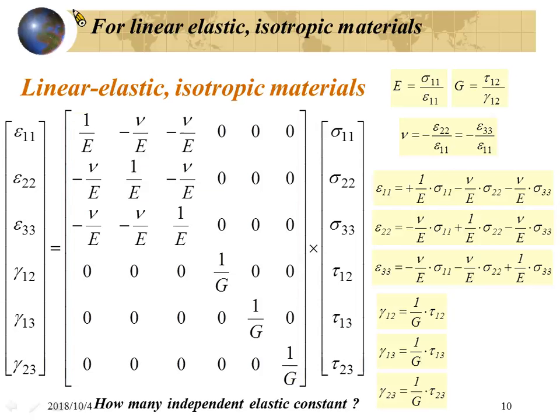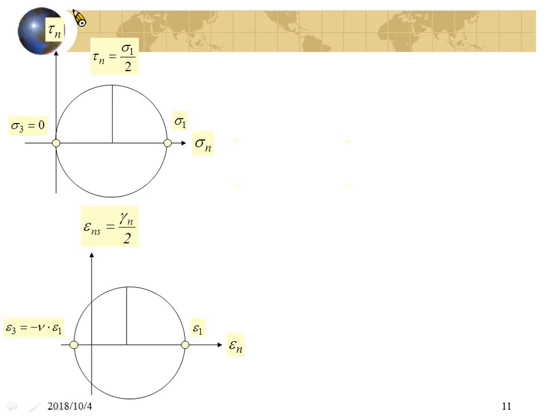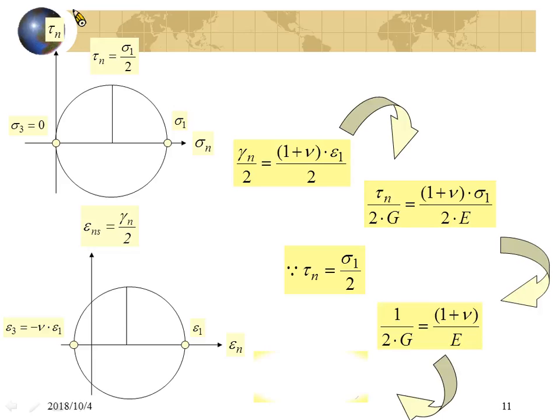So I continue. How many independent elastic constants? From this matrix, you can find three elastic constants: Young's modulus, shear modulus, and the Poisson ratio. I think during my study in the graduate program, I always had an examination like this. Please try to derive the relation between shear modulus and the Young's modulus and the Poisson ratio.